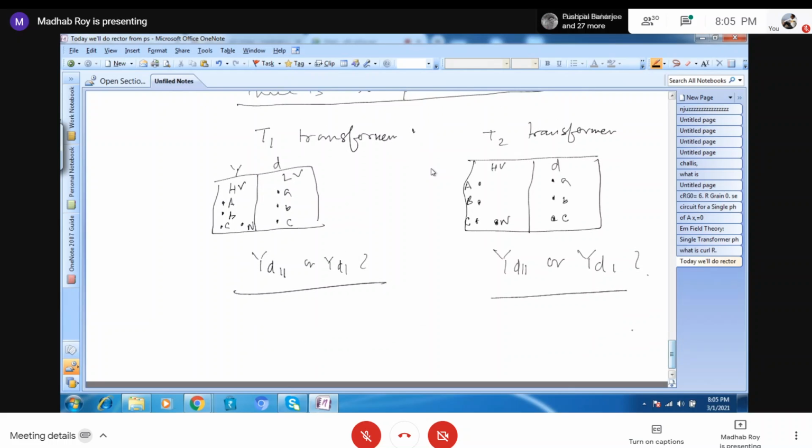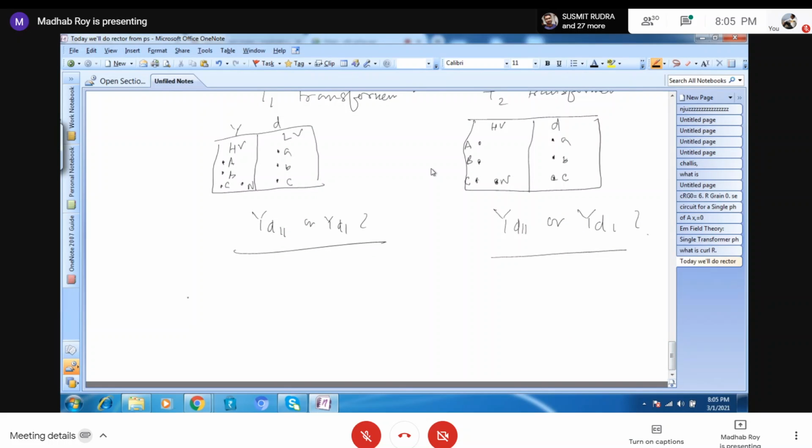So if these are not feasible, then can we do the parallel? There is a problem in parallel. You know what the parallel condition is, the paralleling of these transformers. When you want to do the parallel of T1 and T2, the problems are here.